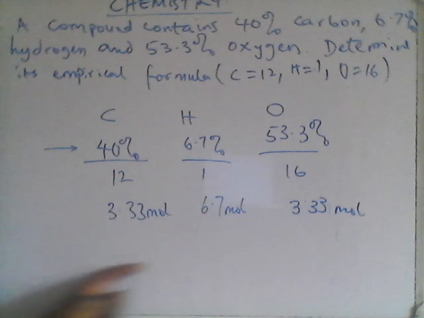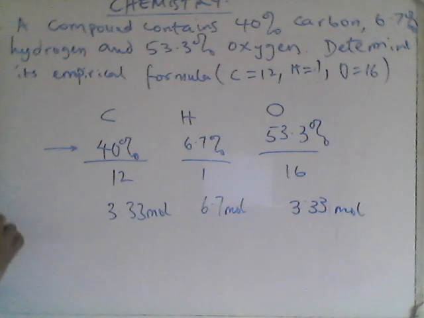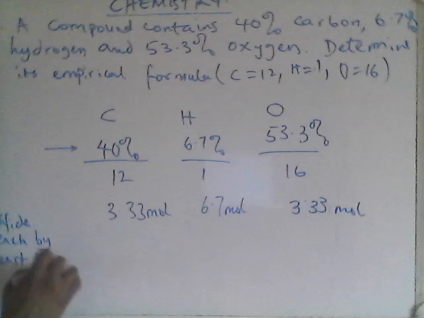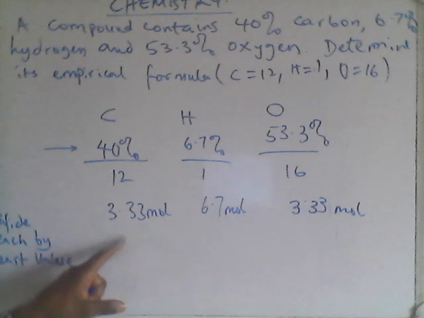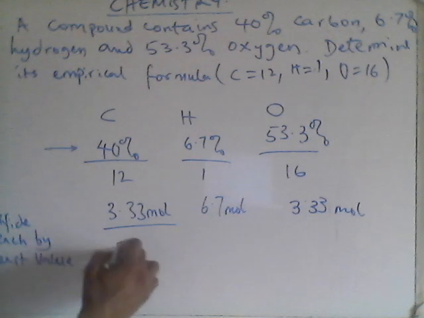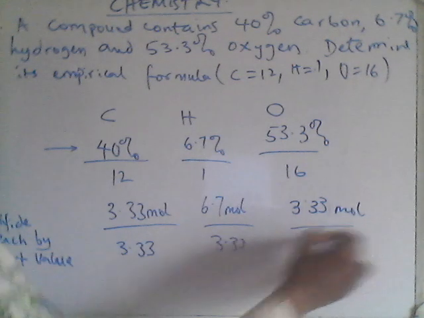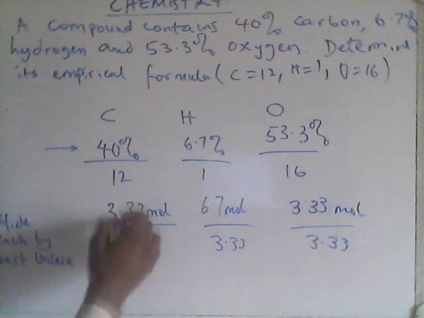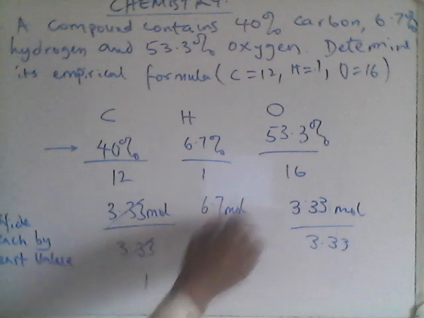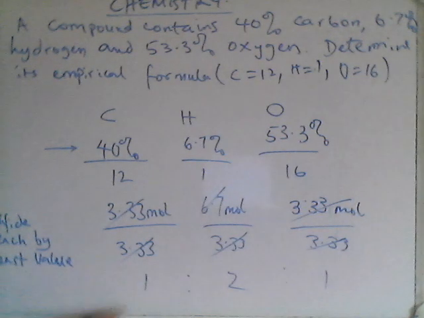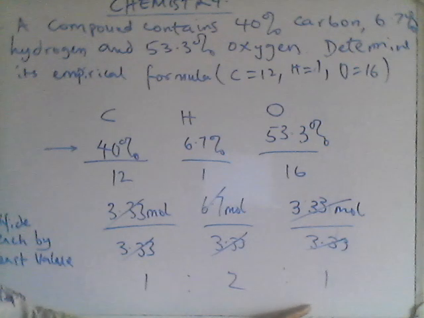Okay, so from here, we'll inspect each of these moles and see which of them is the least. We'll divide each of them by the least value. So what's the least here? The least is 3.33. So I'll divide each by 3.33. This one will give me 1, this one will give me 2, and this one will give me 1. So this is the empirical formula.